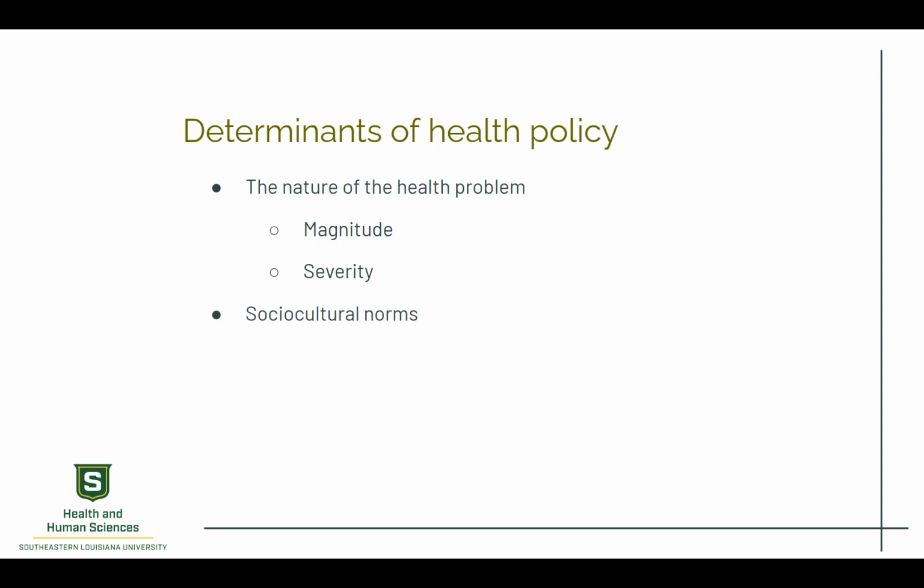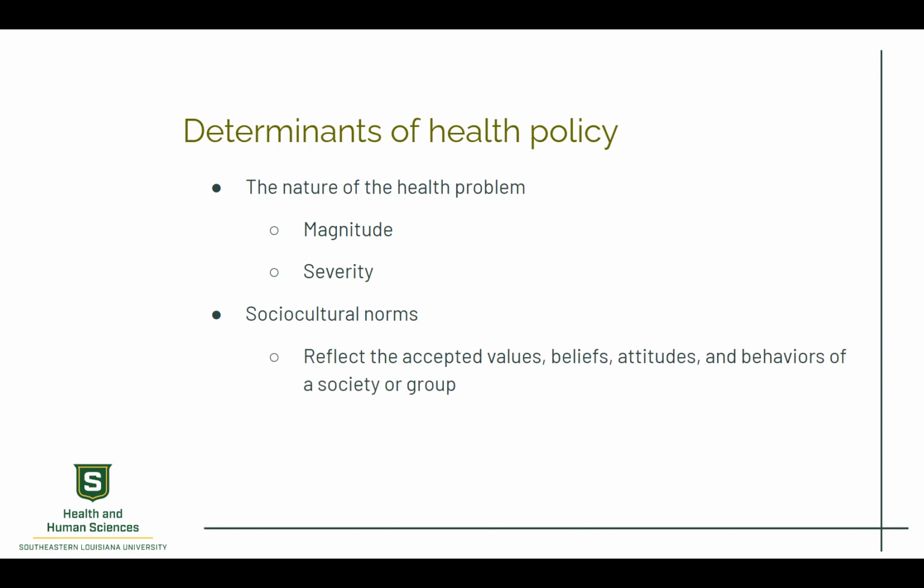And then another determinant of health policy is social and cultural norms. In this case, we're looking at what are the accepted values that the society has, what are the beliefs that they hold, the social norms, the attitude one has towards not just health, but every other aspect of their lives. And then you have the behavior of a society or of a group. For example, if there is a behavior that reduces a group's access to healthcare, health policy will be interested in trying to address those behaviors, so that in doing so, it clears the road and makes those health services available to those who need them.